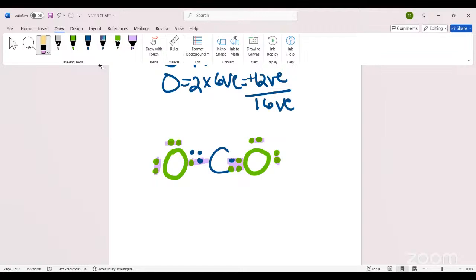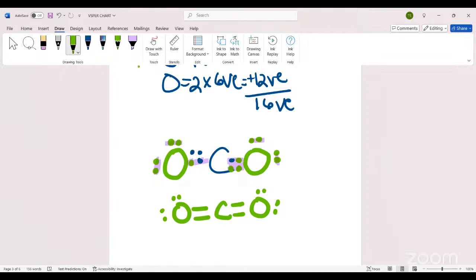So now, if you count everything up right here, I'm just going to replace everything with the dashes. You've got 2, 4, 6, 8 around the left carbon, 2, 4, 6, 8 around the left oxygen, 2, 4, 6, 8 around the carbon in the middle, and 2, 4, 6, 8 around the oxygen on the right. And now you are done.